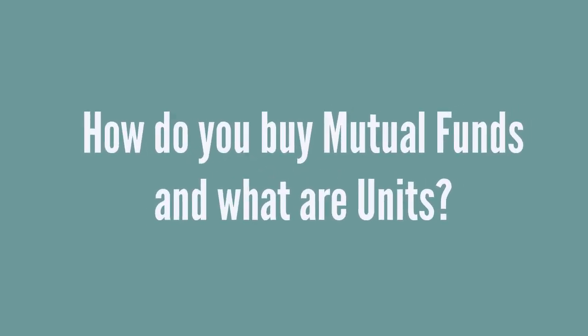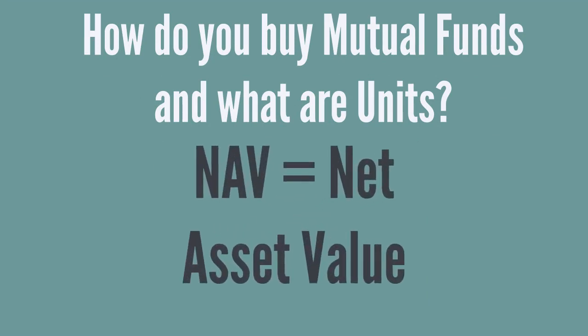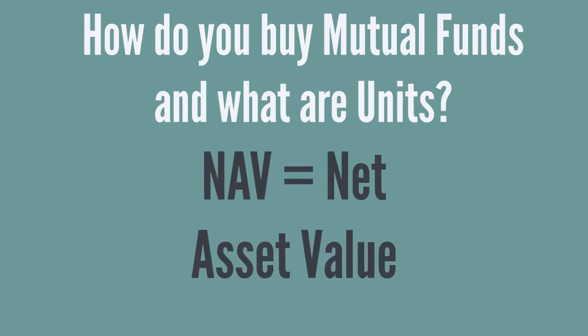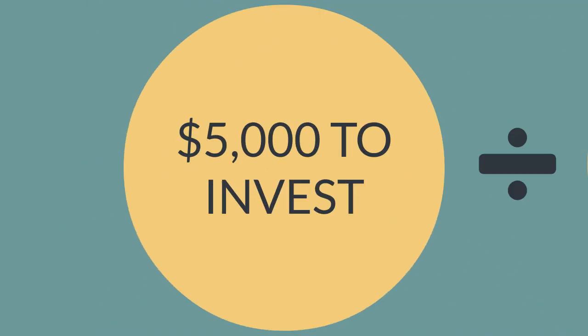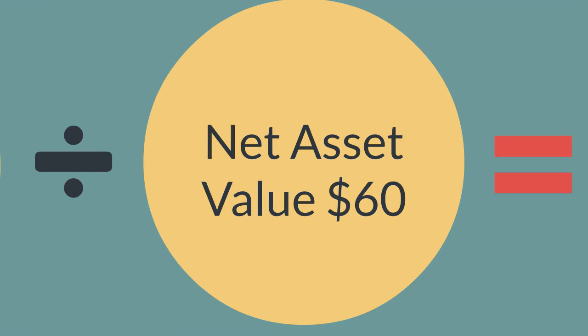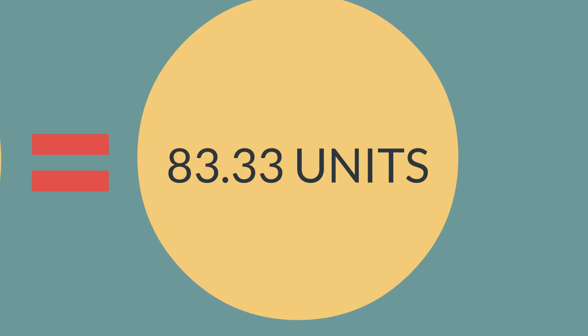So what does it mean then to actually own a unit in a fund? Well, when you're purchasing stock, for example, a stock price might be $15, $20, $30. In the mutual fund world, we refer to that price as net asset value, or NAV. So as an example, if you had $5,000 to invest today, and the net asset value, or NAV, of the mutual fund was $60, then investing $5,000 would get you 83.33 units of that fund.